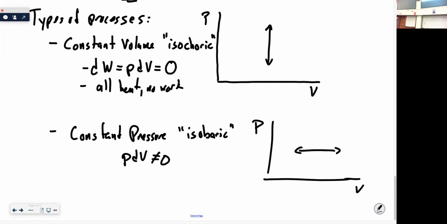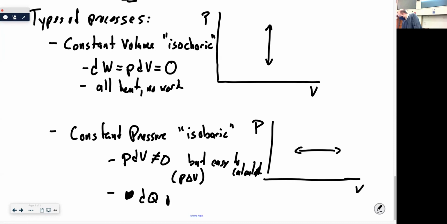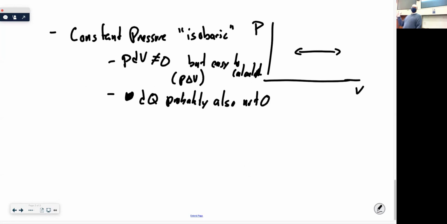Or the change in the volume, so it's basically P delta V. Easy to calculate. dQ is probably also not 0, but we'll talk more about that in a minute. It's not obvious from here that that has to be the case, but it usually is.